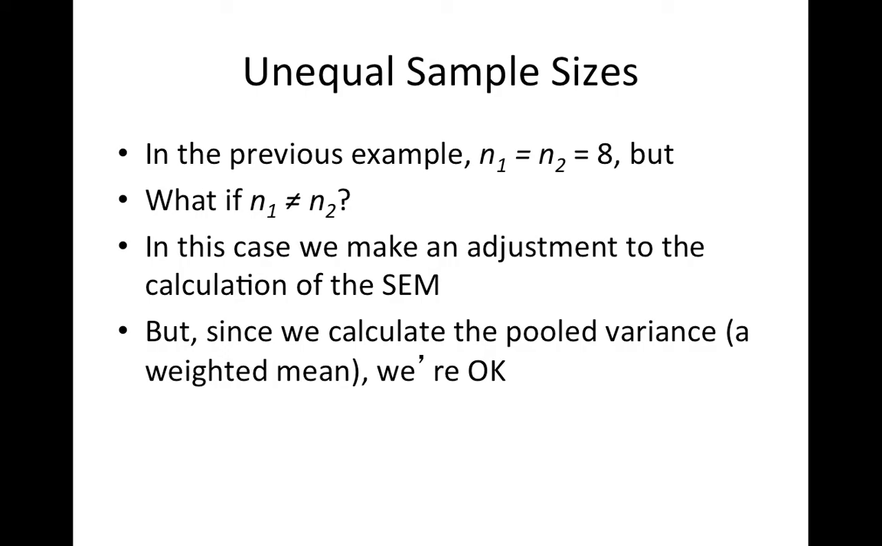So that's one rule. We want to take into account, though, the fact that we have unequal sample sizes. And unlike a lot of textbooks out there, the method I taught you for the independent sample T can apply to situations of both equal and unequal sample sizes. What we're doing is we're making an adjustment to the calculation of the standard error of the mean. But since we calculated pooled variance, we're okay. Let me try to explain.